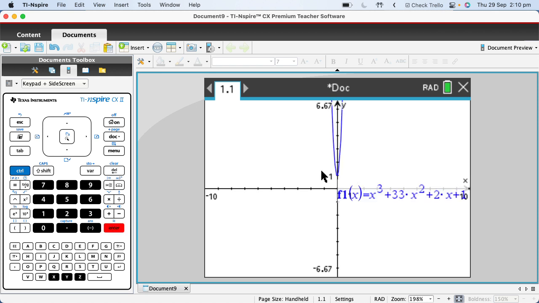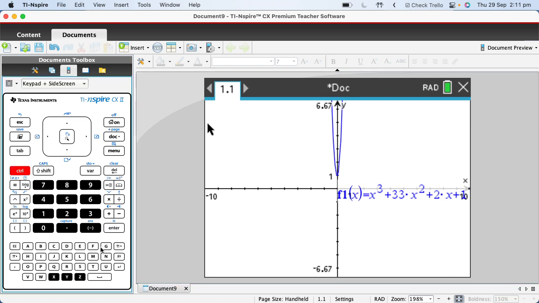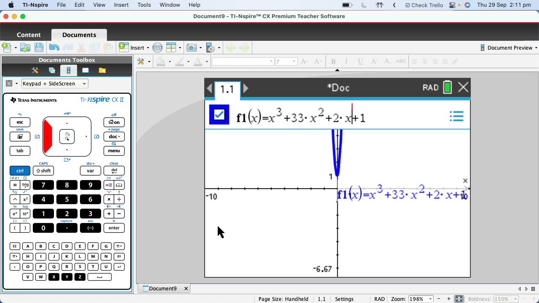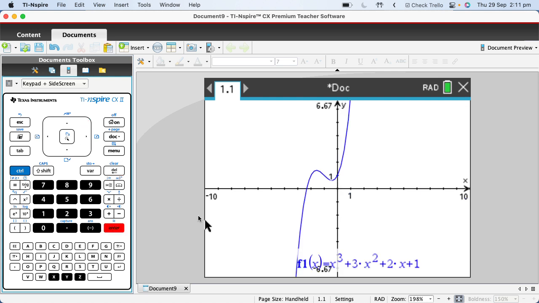Oops, did I? Should be. Nah, I just stuffed up a thing. Hang on. Control G. Use my arrow key, and I meant to make that 3x squared. So x cubed plus 3x squared plus 2x plus 1. There we go. Lovely little cubic like that.